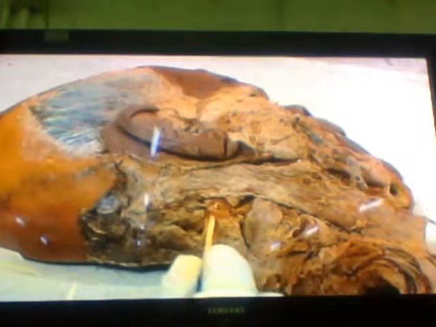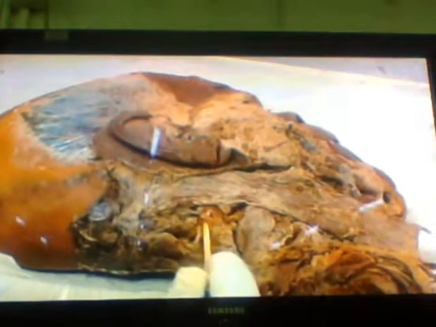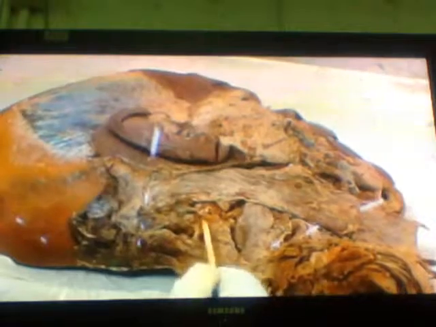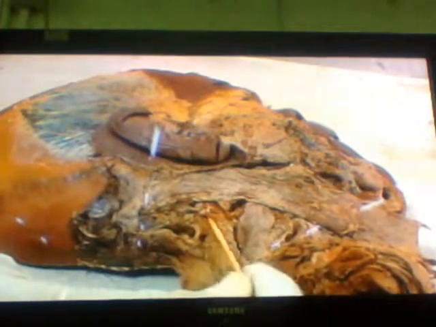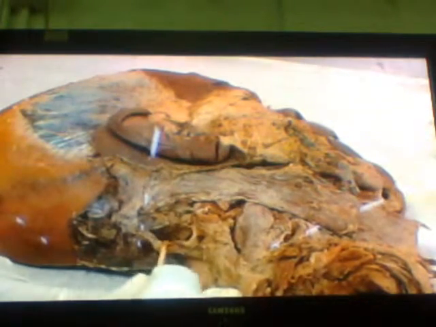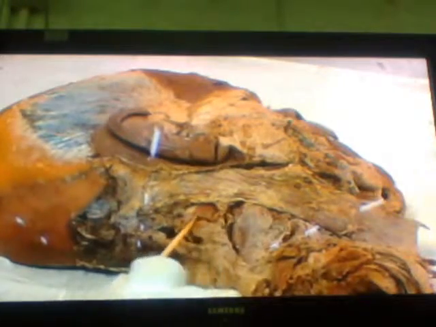Capitis, capital, means head. It's attached to the head. That's the reason why capitis is attached to the name. So semispinalis capitis and then splenius capitis.